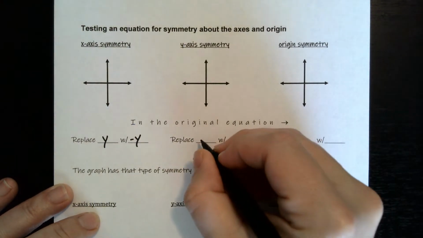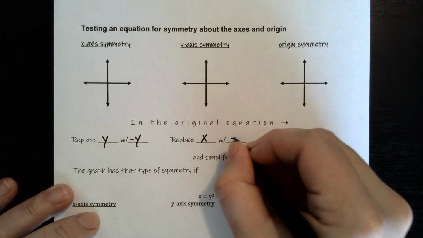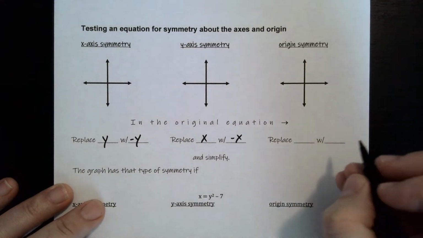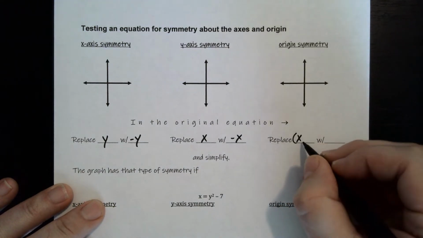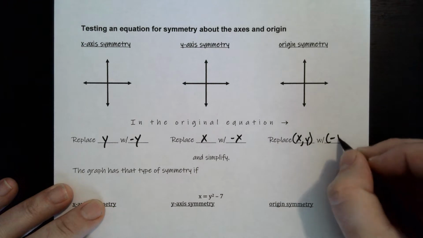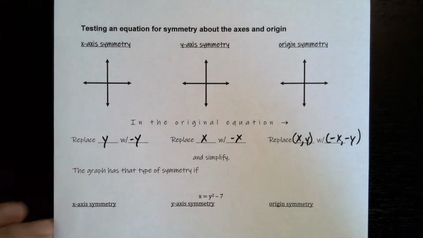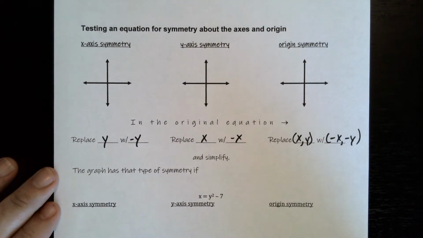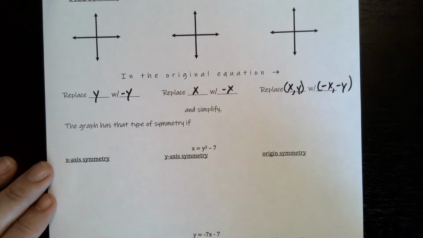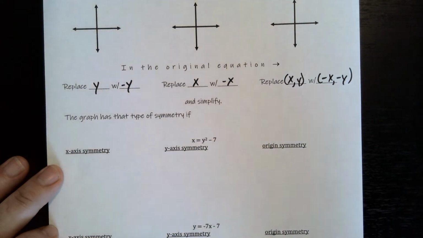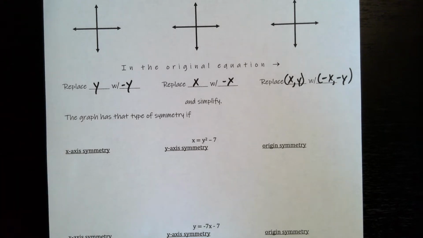Y-axis symmetry is when we replace x with negative x and you get the same thing back. And then origin symmetry, if you replace x comma y with negative x comma negative y, so we're replacing both, and if it comes out to be the same thing, then you have origin symmetry. Okay, so let's look at this. We have this first equation that says x is equal to y squared minus 7. So does it have x-axis, y-axis, or origin symmetry?